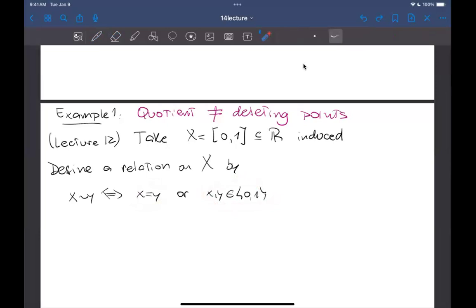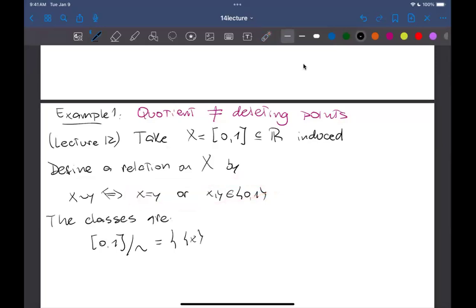So something that is very important is that we can tell what the classes are here. The classes for this relation, we computed them explicitly. The classes are just going to be the set [0,1] quotiented out by this relation. And these are just each singleton, because each is only related to itself if it is not 0 or 1. Let's just say x is in the open interval, none of the extremes. But then 0 and 1 are related, so they form their own equivalence class.